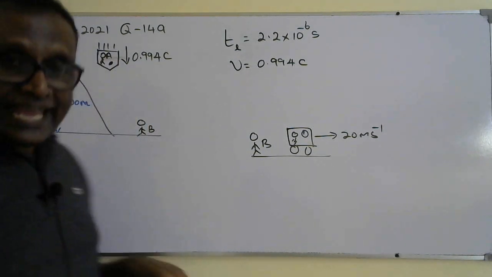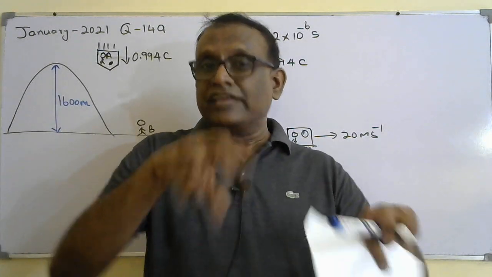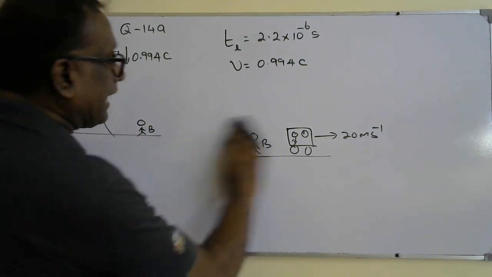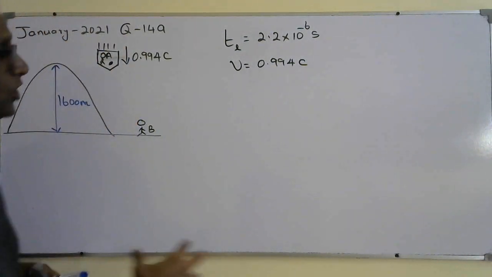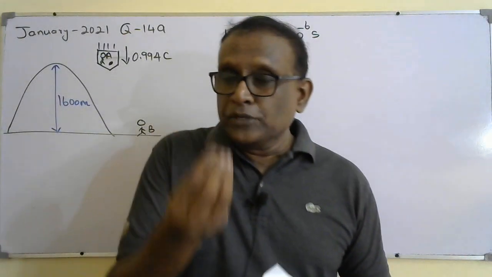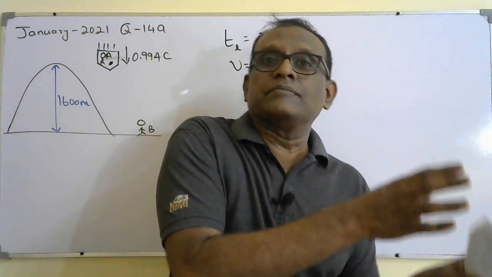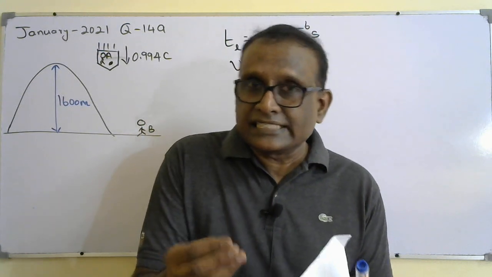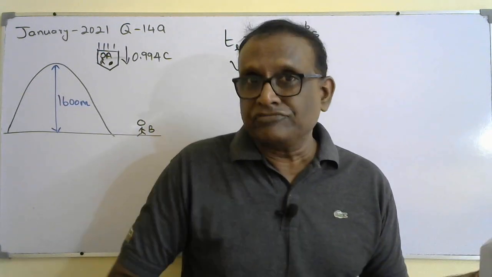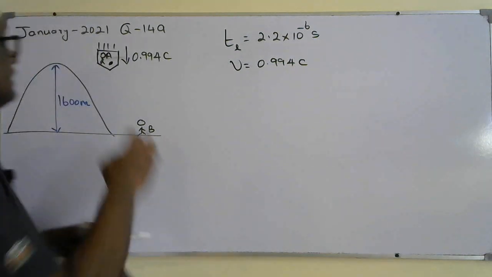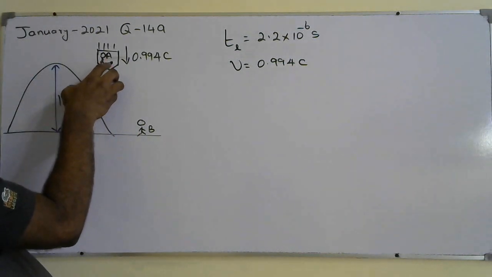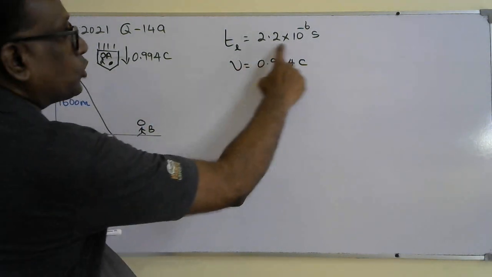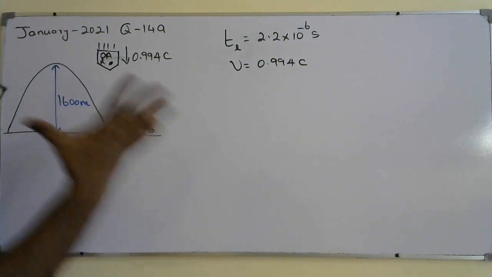But if observer A measures the lifetime of the muon, it's an event. The muon is created, then it becomes energy, it decays. The time interval between the creation and decay is called the lifetime. So when A, who is inside the rocket, measures the lifetime of the muon, he will say the lifetime is 2.2 times 10 to the power minus 6 seconds. It's an event.